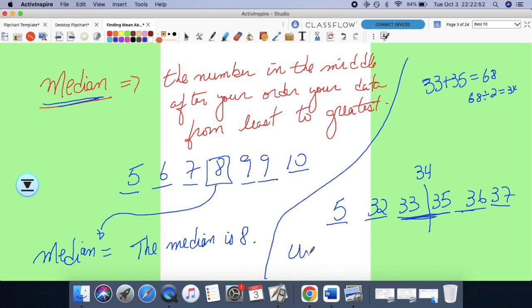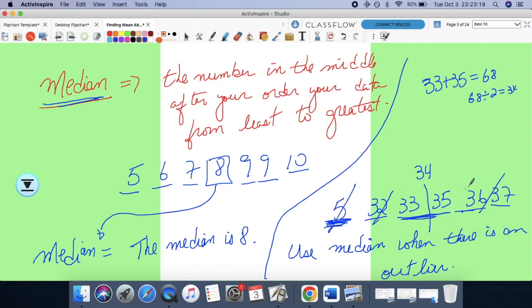So the number in the middle is 34. So use a median when there is an outlier. Remember, an outlier is a number that's kind of far from everybody else, right? So look here, everybody is in the 30s, 32, 35, 36, 37, and then there's this 5. This 5 really doesn't belong there, right? So again, when we find a median, we're crossing these, right? And who's in the middle? 34. So that's how you find the median. But you gotta order it from least to greatest.